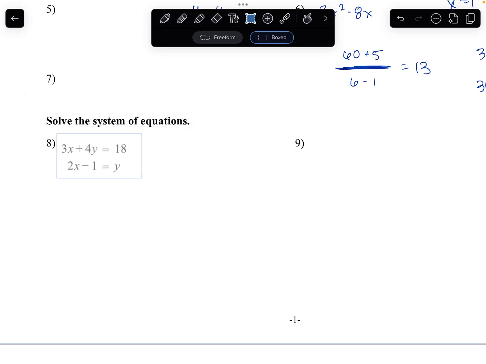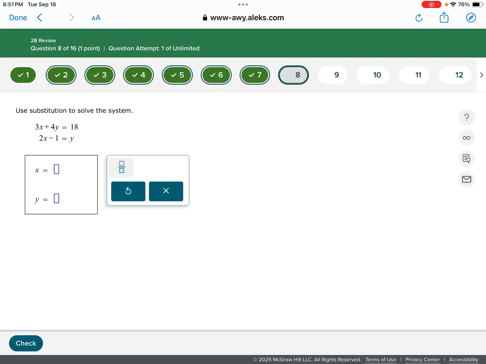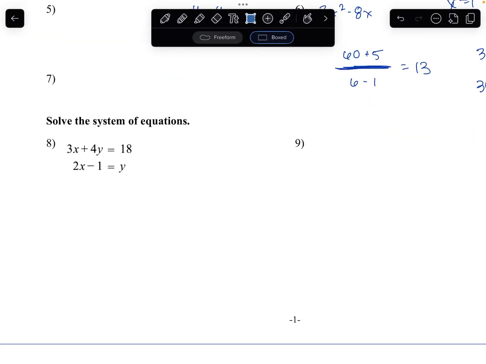So this one is specifically wanting you to do it by substitution. Now, if it asks you to solve through substitution, that probably means that it's easier to solve through substitution. And this is why. It's y. So what we're going to do is take this 2x minus 1 and substitute it for the y in the equation above. So 3x plus 4 times 2x minus 1 equal to 18.